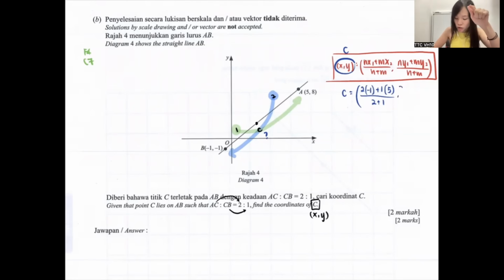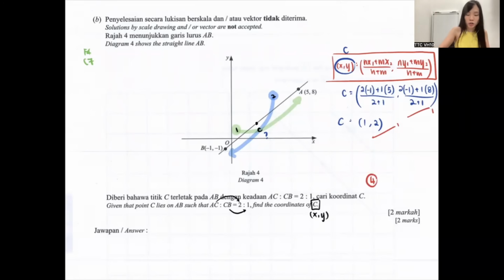Same for the next one. 2, I times negative 1. 1, I times 8. Divide by total ratio 2 plus 1. Even though you know 2 plus 1 is 3, you cannot write 3. You must write 2 plus 1. Okay? So negative 2 plus 5 divided by 3, I'm getting 1. Negative 2 plus 8 divided by 3, I'm getting 2. The answer, 1, 2. This answer 1 mark, this working 1 mark. 4 marks for the whole question. Just like that. Done. Understand? Next one. Let's move on.